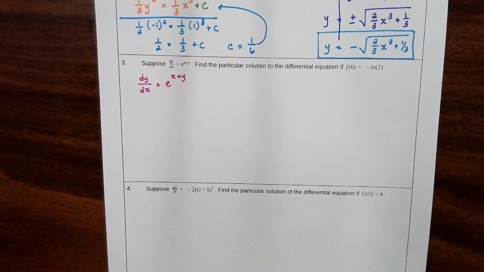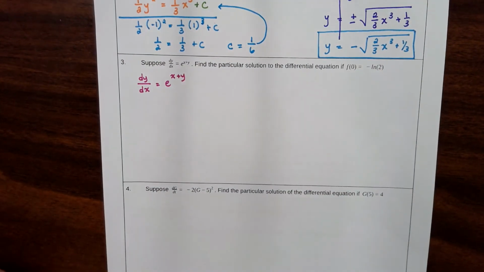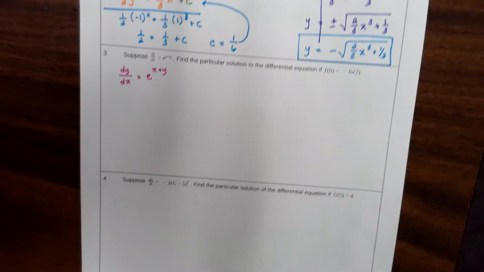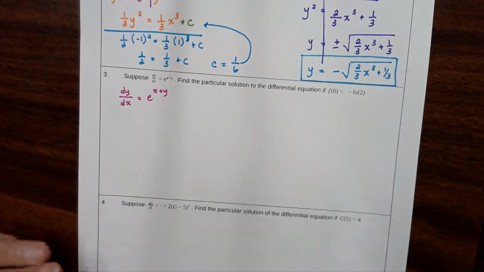Now, in order to separate the variables to get the x's and y's separated, I need to make sure that this x and this y are not both in the exponent here. I need two separate things that have a separate x and a separate y. Right now, they're both contained in one exponent.